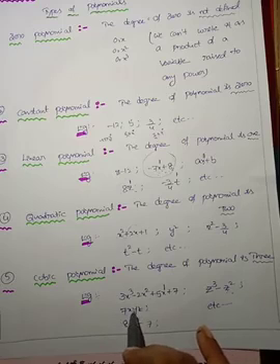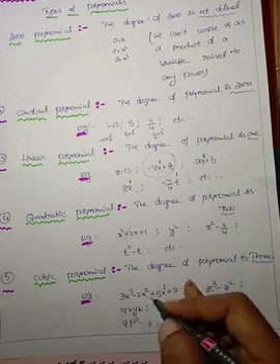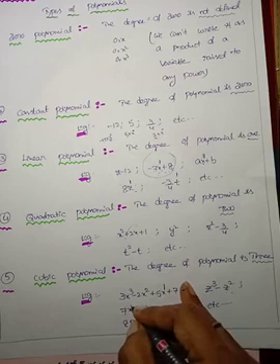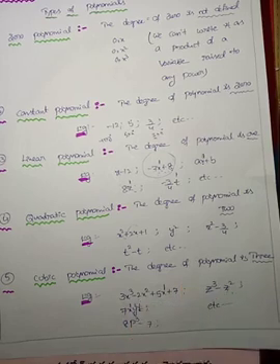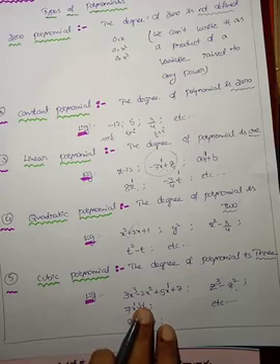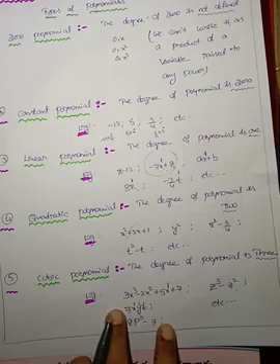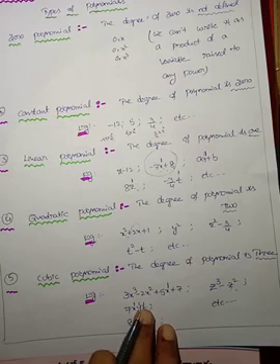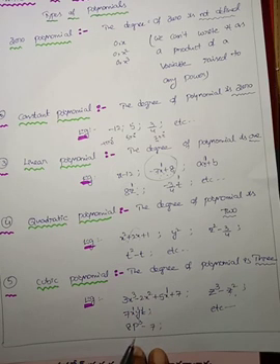Here are 3 variables x, y, z, with exponents 1, 1, 1. We have to add all the exponents of the monomial. 1 plus 1 plus 1 is equal to 3. So this polynomial's degree is 3. This is also a cubic polynomial.